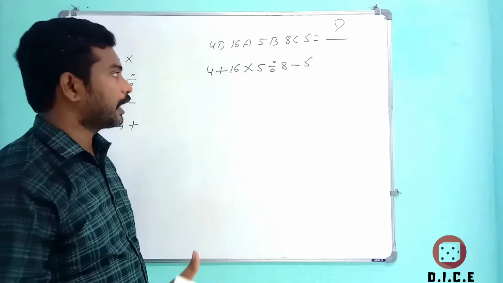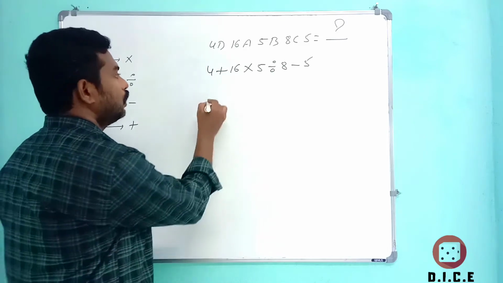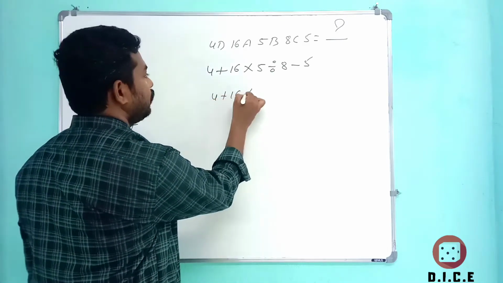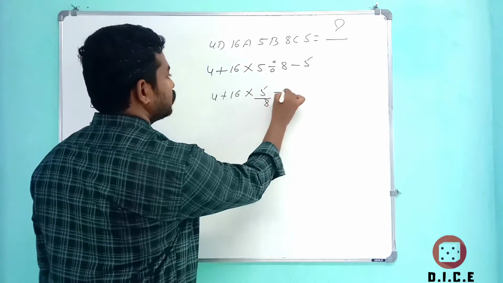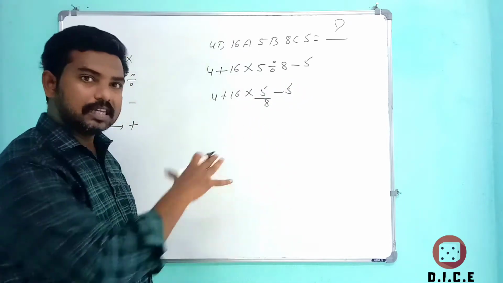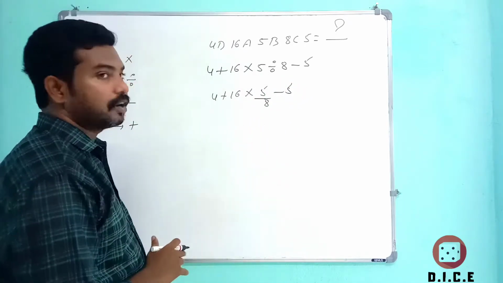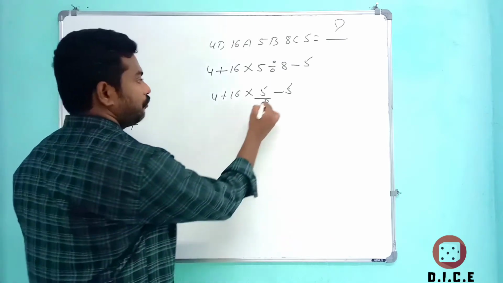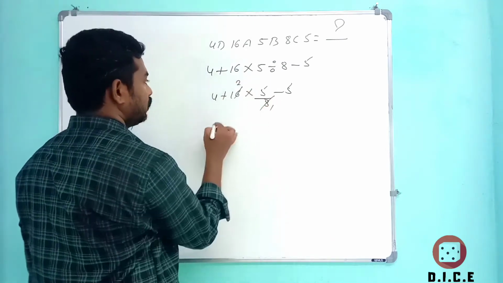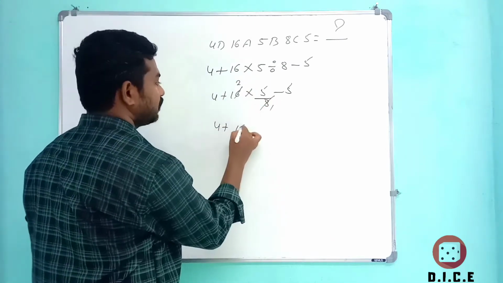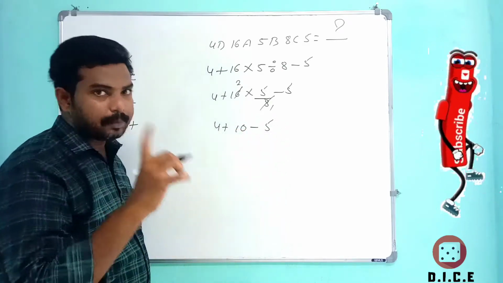There are no brackets or of, but there is a division part here. That is 4 plus 16 into 5 by 8. But it's not calculating to an exact pattern. Just leave it aside. Division is complete. Later we have to do the multiplication part. If you see here, 8 ones are 8, 8 twos are 16, therefore 4 plus 2 5s are, that is nothing but 10 minus 5. Multiplication part is complete.